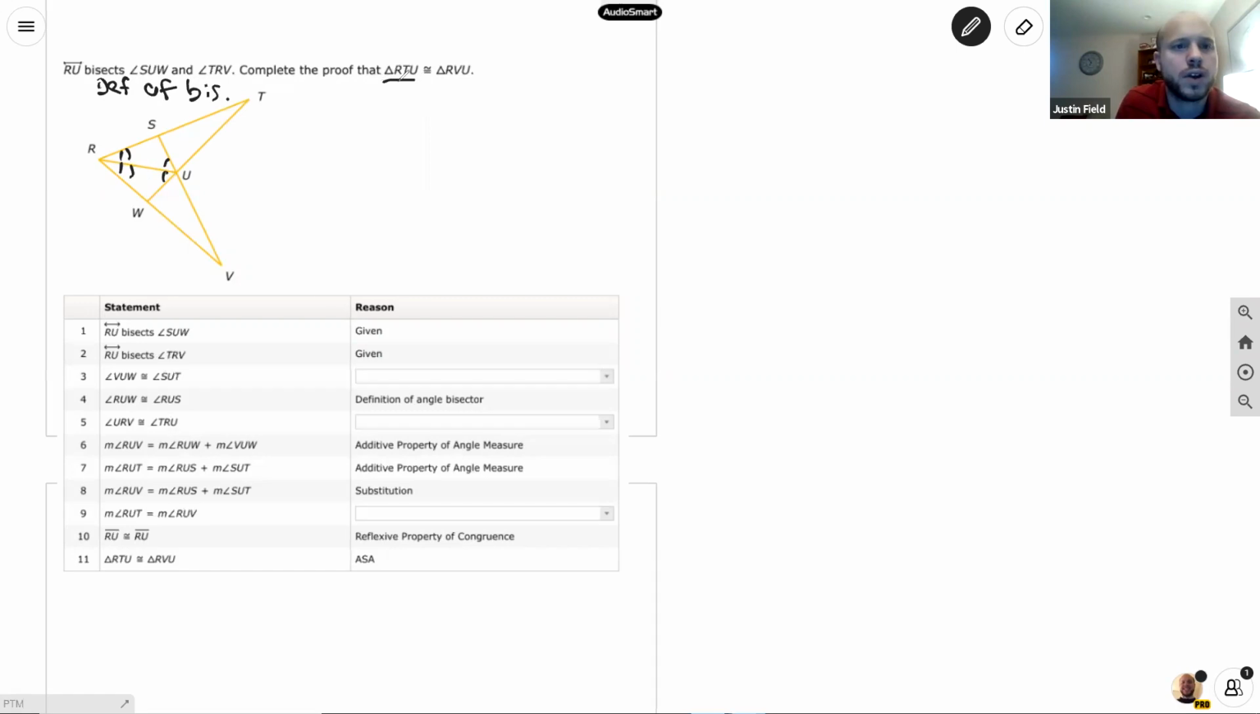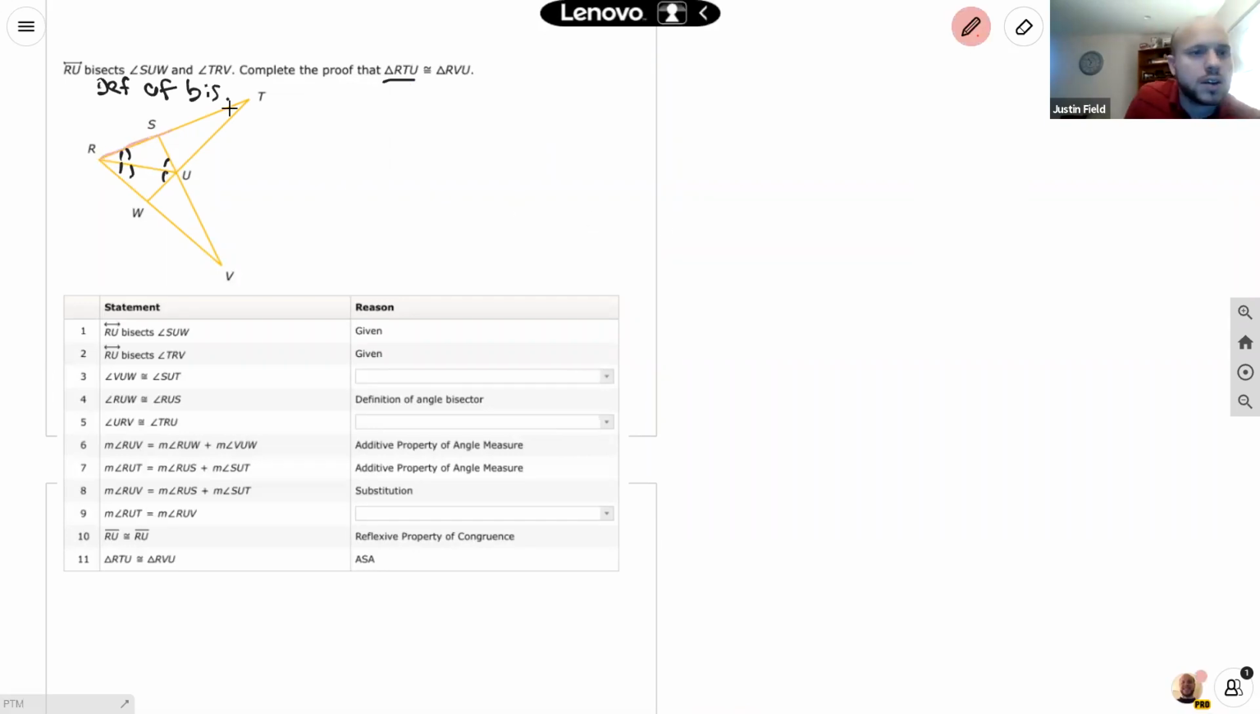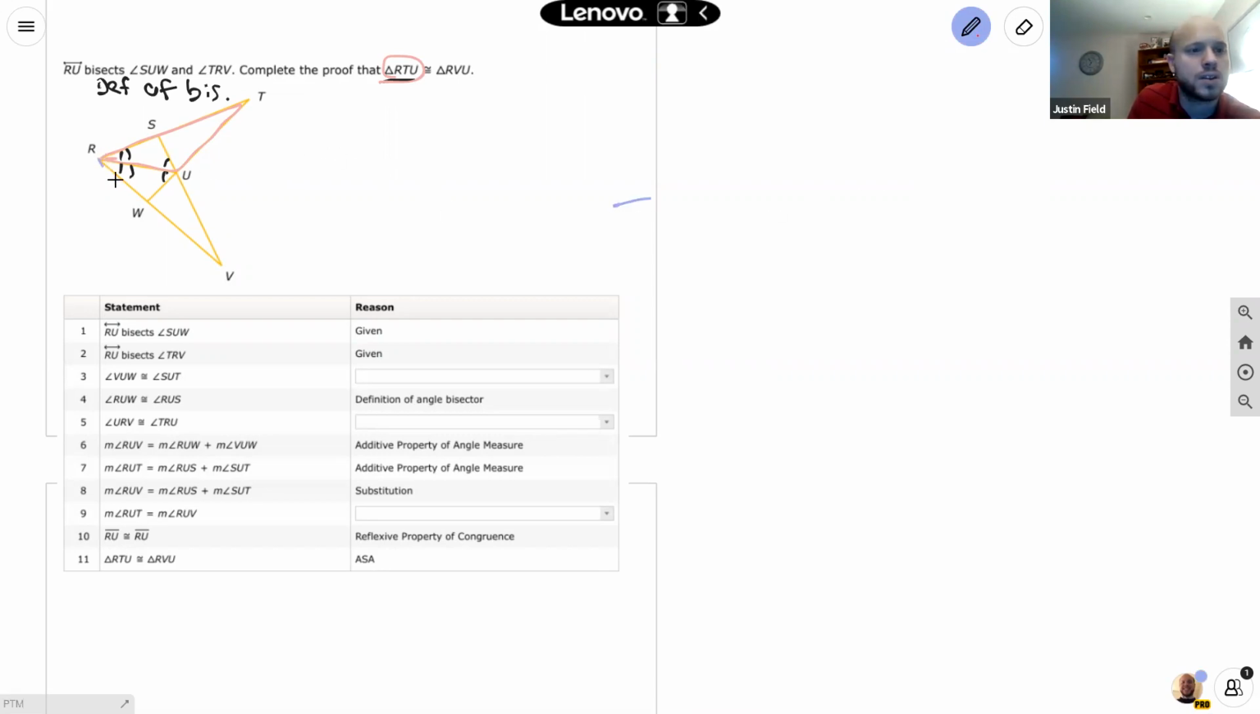Okay, RTU. Oh, I was like, why is it not changing the color? It's because I'm using the wrong annotators. RTU is right there. And it's right there. And RVU is right here. So these two triangles, why are they congruent?